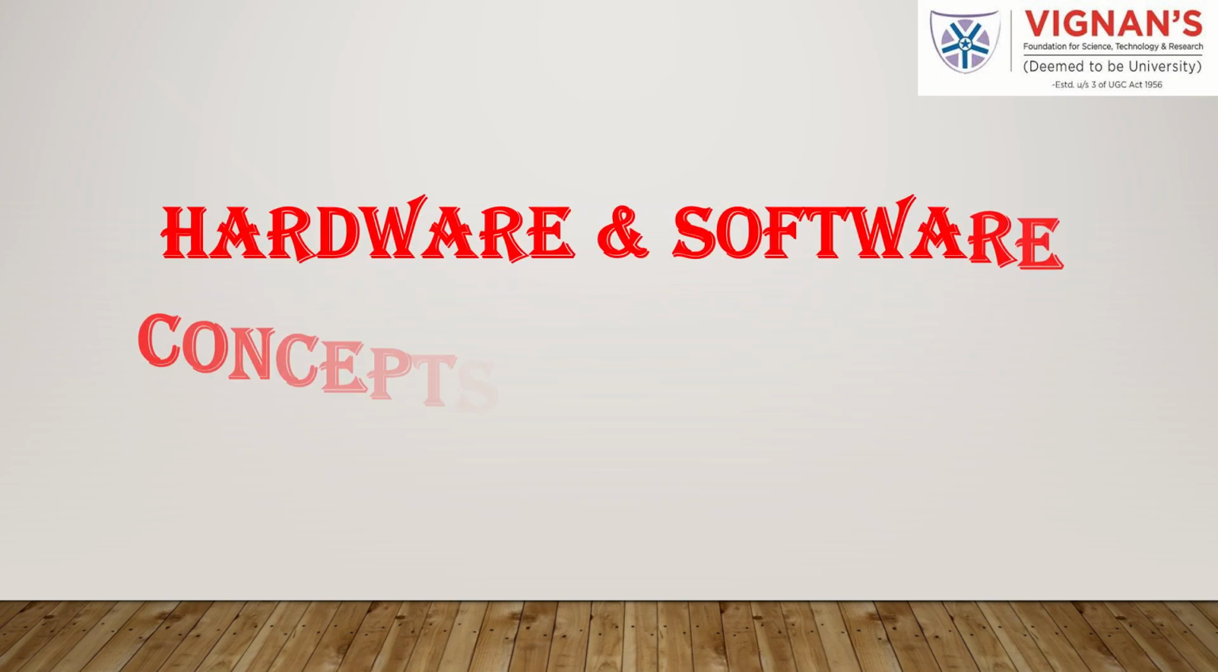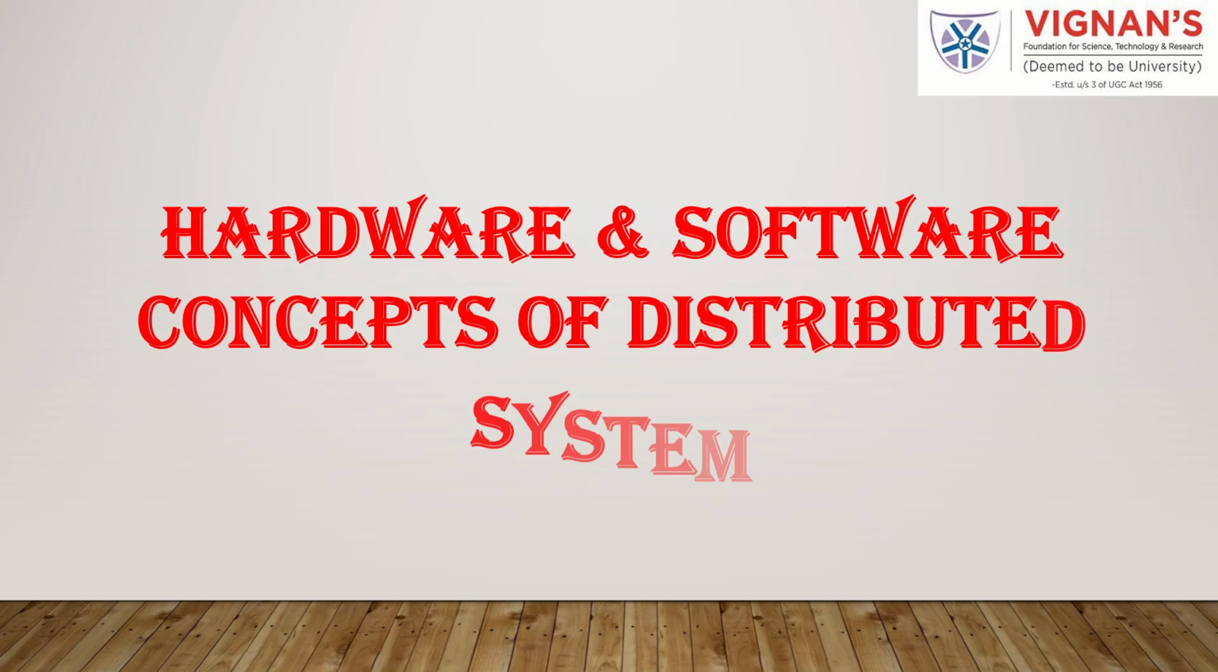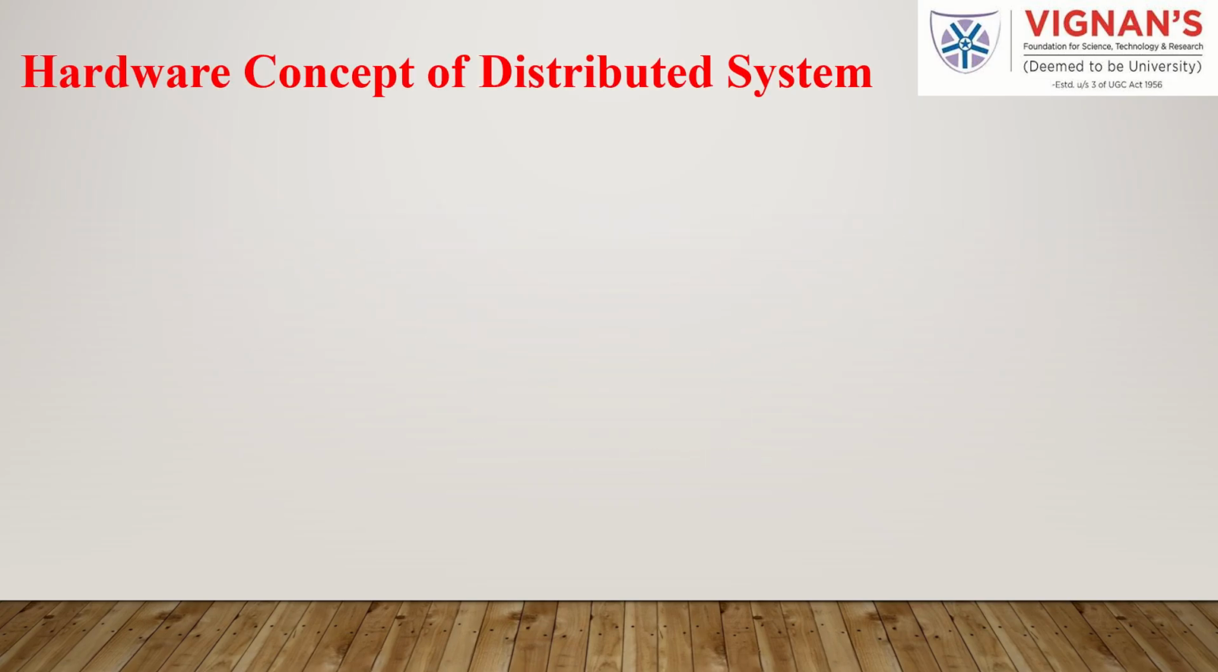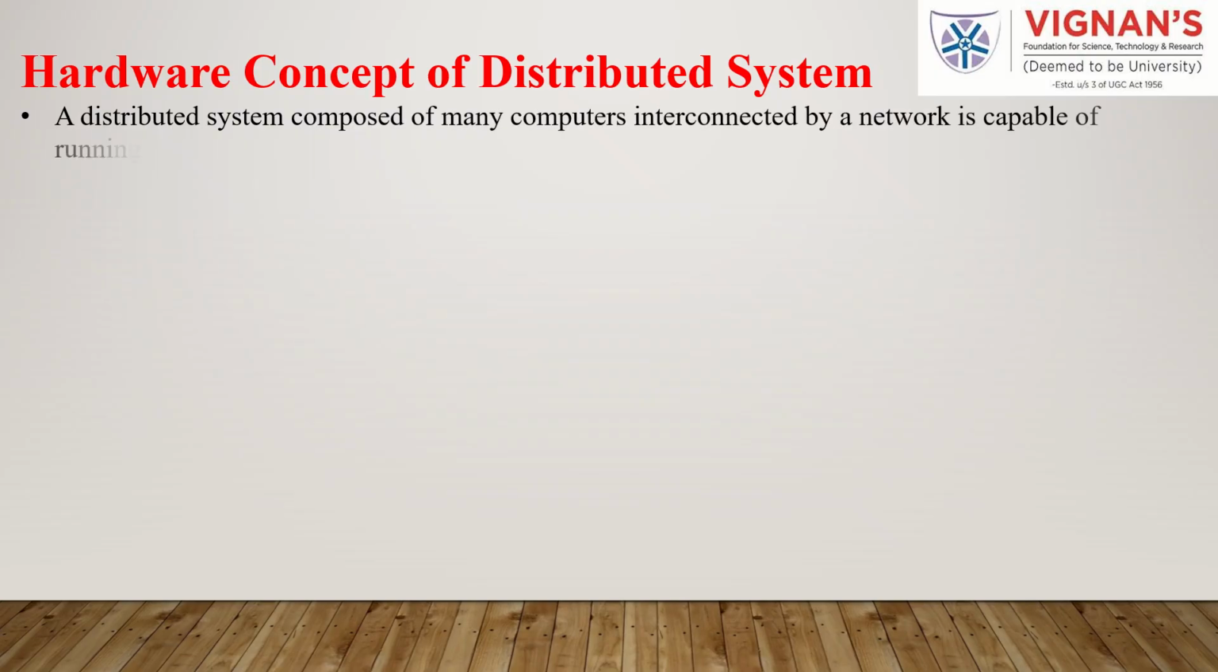In this video we are discussing hardware and software concepts of distributed system. Hardware concept of distributed system. A distributed system consists of multiple independent computers, nodes, connected through a network. Each node has its own processor and memory but communicates with others to share resources.